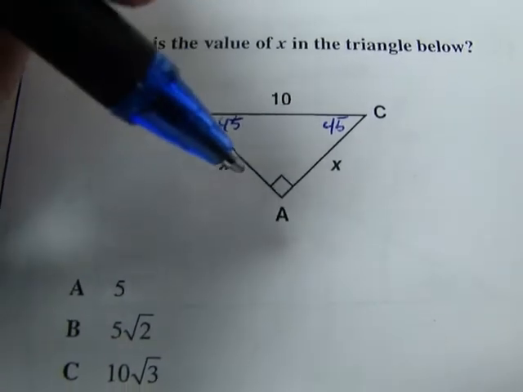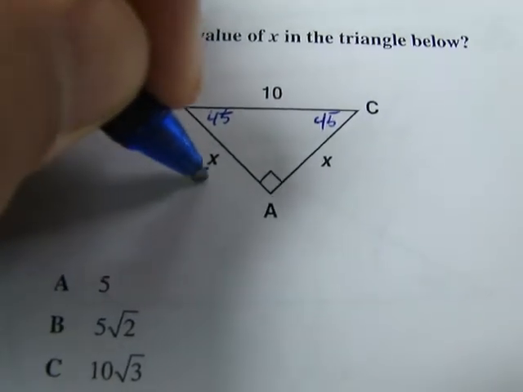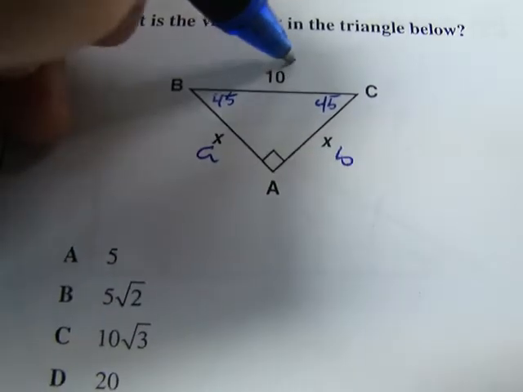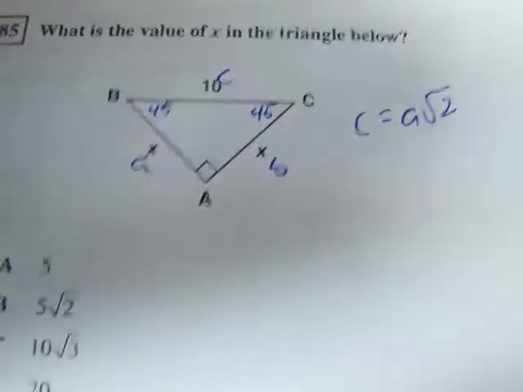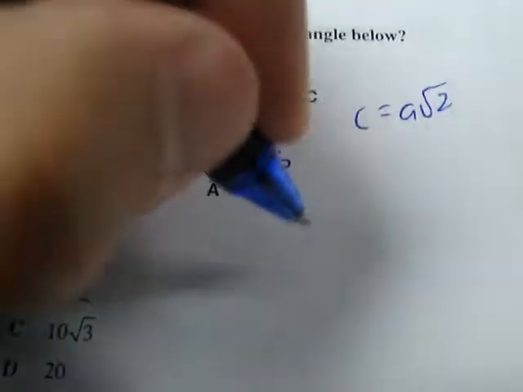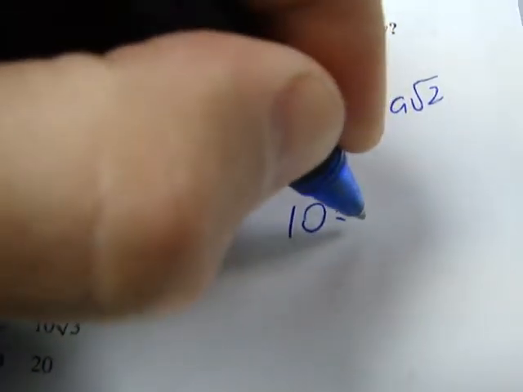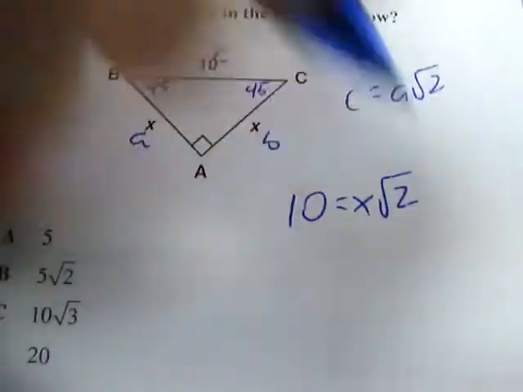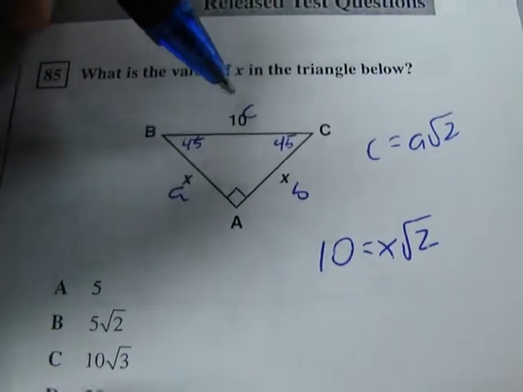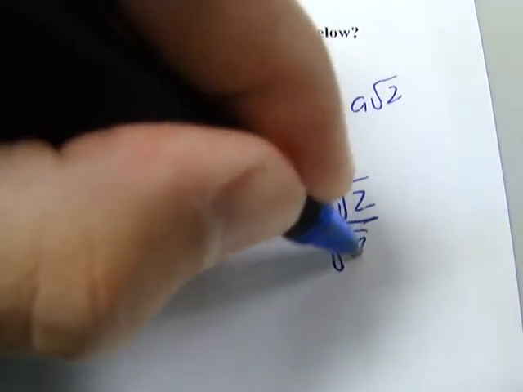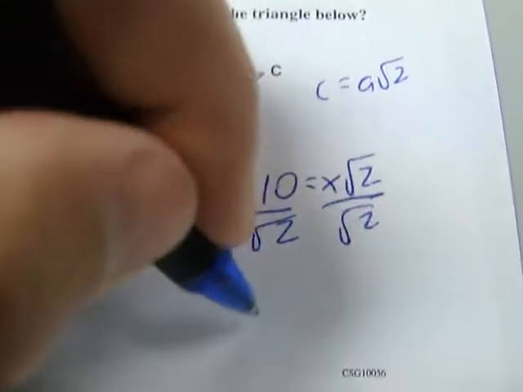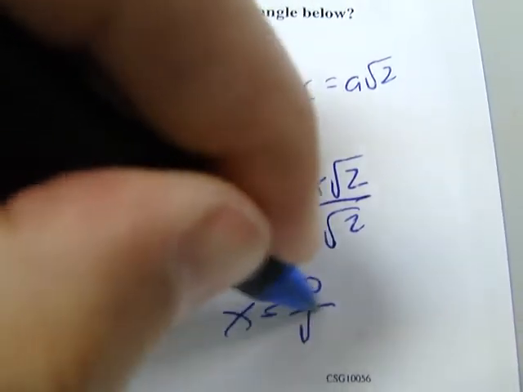So what we've got here is this one can be A, this one can be B, this one can be C. And remember, C equals A square root of 2. So if we know C, then what we can write is 10 equals x square root of 2. Simple substitution, right? 10 equals x times the square root of 2. So then what we've got to do is divide by the square root of 2, and we get x equals 10 over the square root of 2.